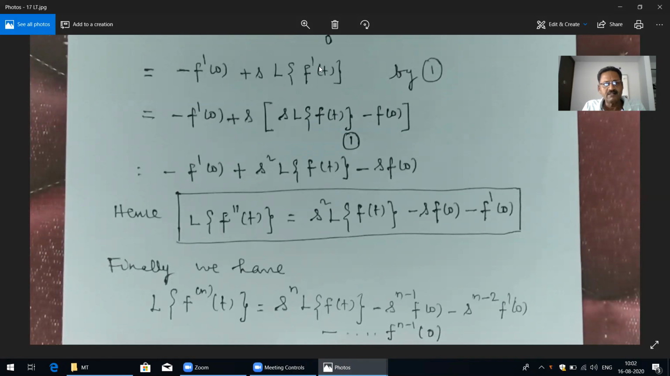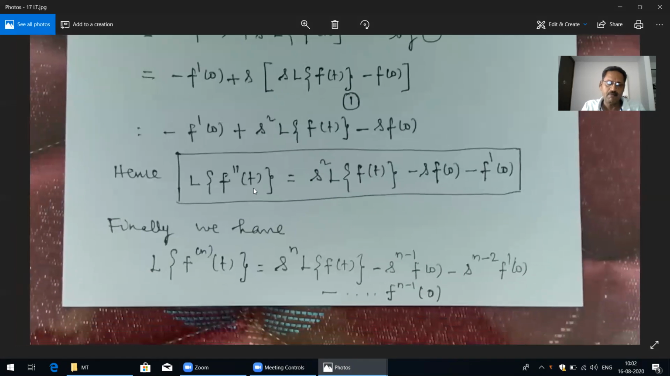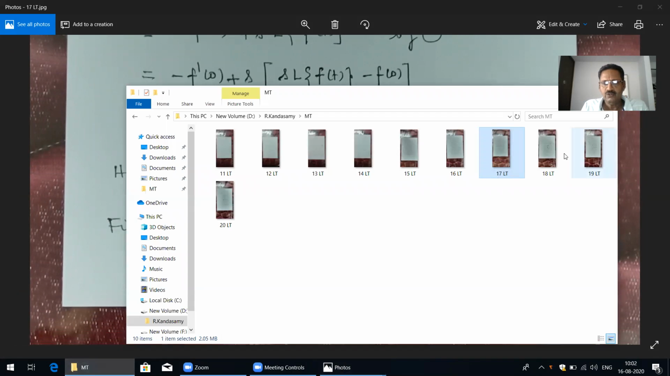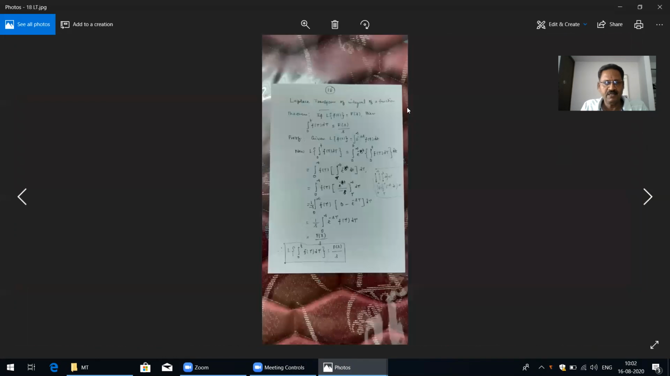See here, f dash of t we already know, just replace and multiply, you get f double dash of t. F dash is this one, and then f double dash equals this, then f triple dash, and so on. Based on this, we have to write the general term. This is nothing but the solution. Clear? Then I am going to the next concept.